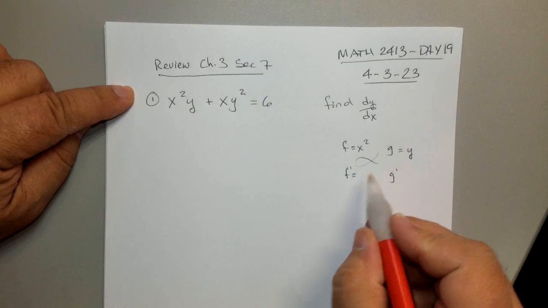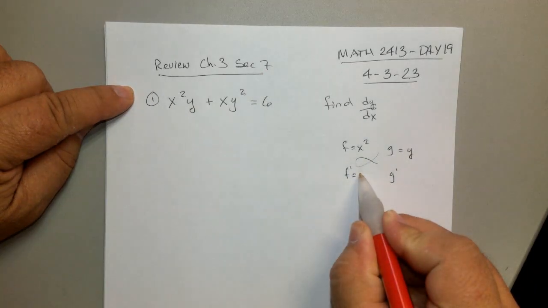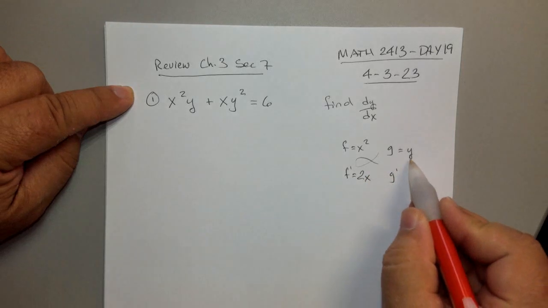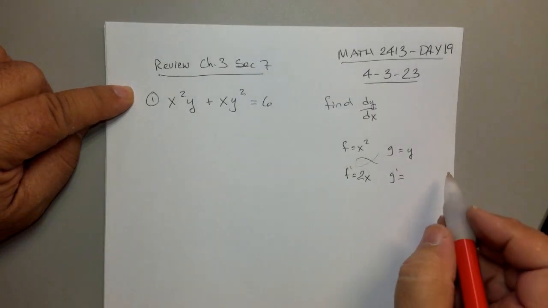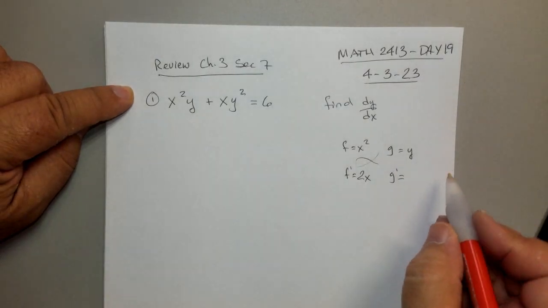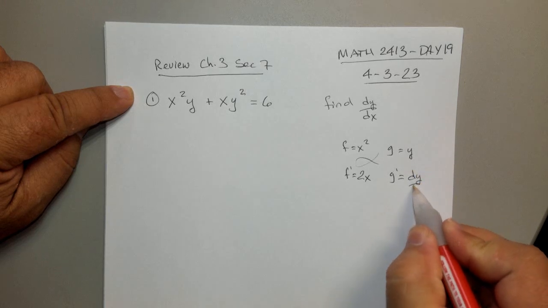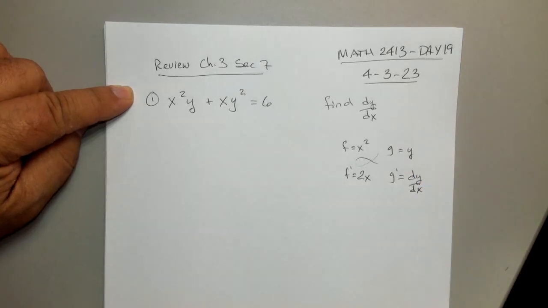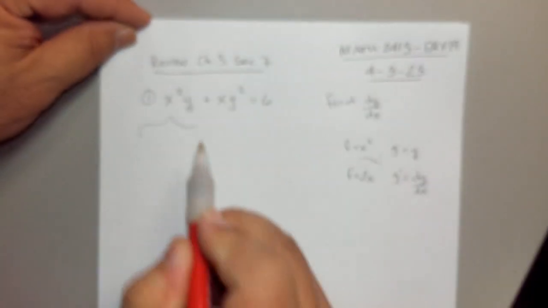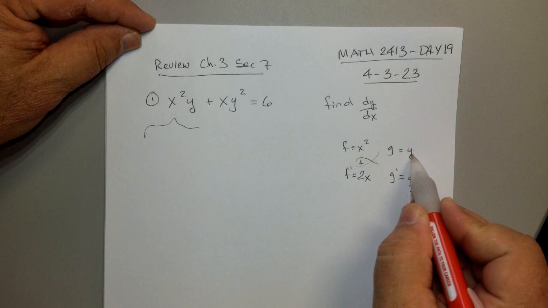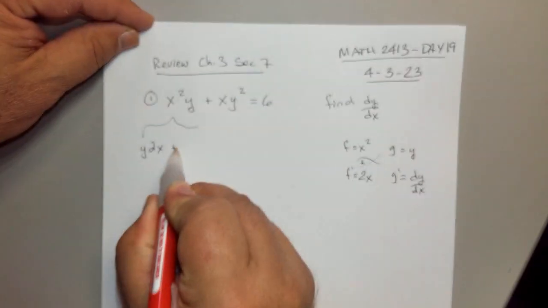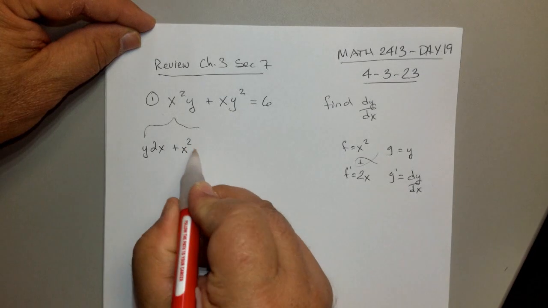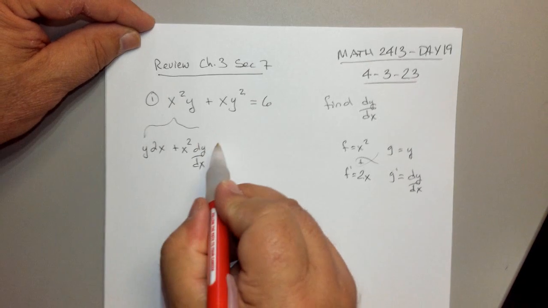So the derivative of x squared is 2x. The derivative of y, very good, dy dx. So for this first part, we have y times 2x plus x squared times dy dx. So that's the derivative of this first part.